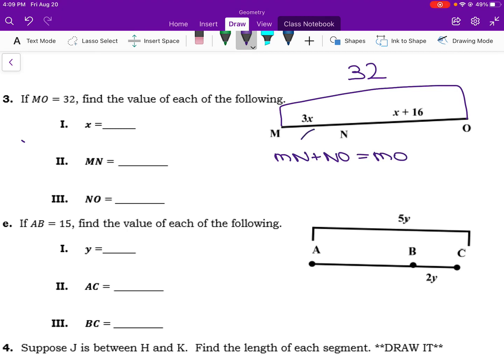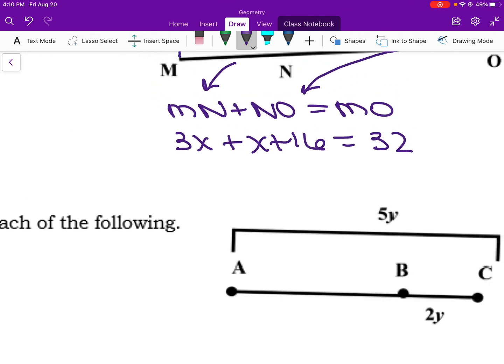And if I substitute in my known values, MN is 3x, NO is x plus 16. So here I have 3x plus x plus 16 equals the full length MO, which we know to be 32. And now I can start solving. I can combine my like terms as 4x plus 16 equals 32. And now I'm going to get a little faster with this. I want to subtract 16 from both sides, so I would have 4x equals 16. Then divide both sides by 4 to get x equals 4.